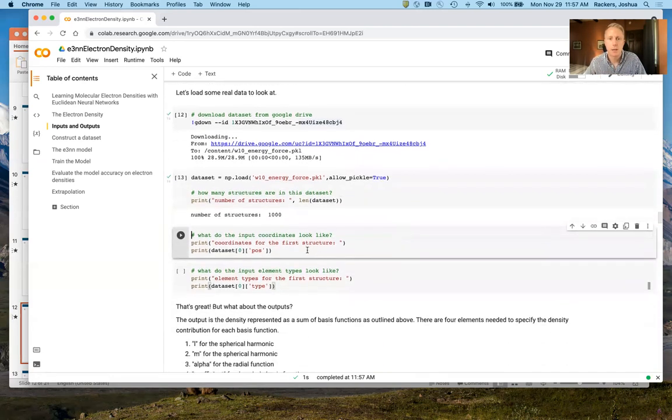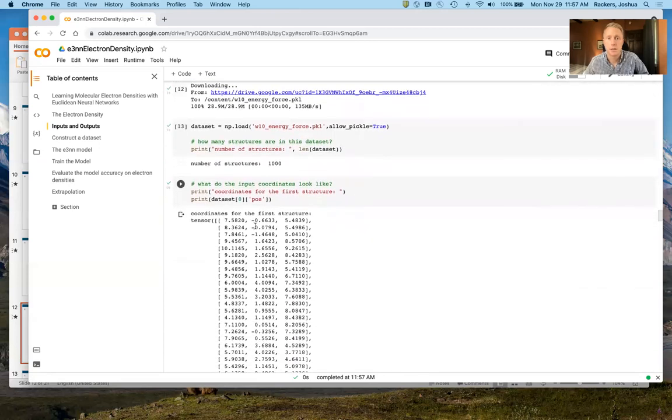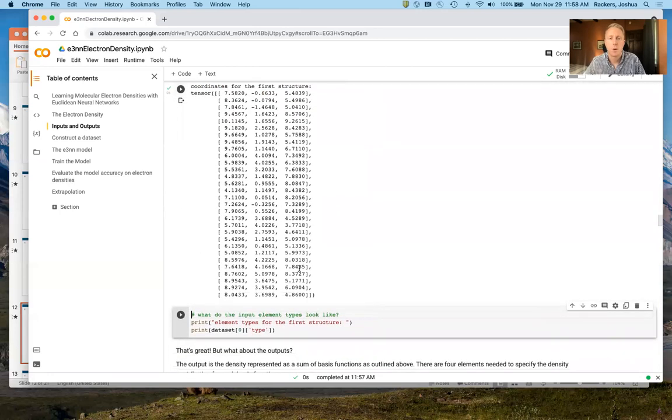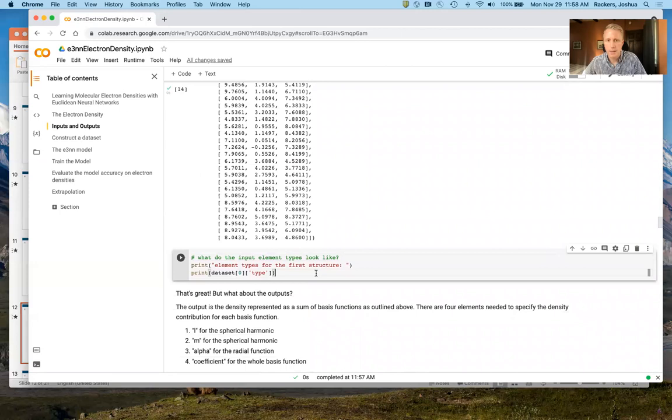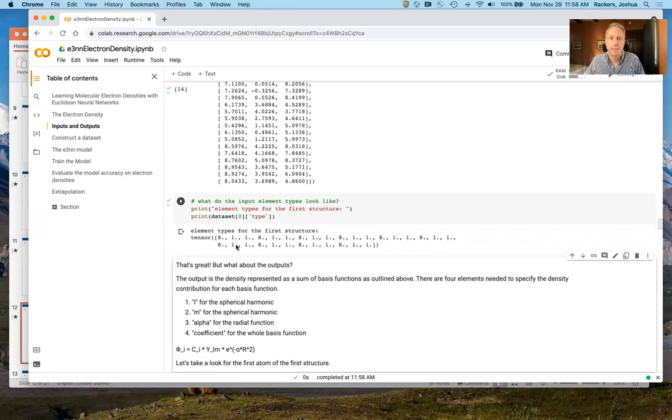And let's just take a look at what's going on here. So these are the coordinates for the first structure. This is the first part of the input, which is just the coordinates. These are the X, Y, and Z coordinates for all 30 atoms in this 10 water molecule structure. And correspondingly, we have element types. So this 8 is the atomic number for oxygen, 1 for hydrogen. So we have oxygen, hydrogen, hydrogen, oxygen, hydrogen, hydrogen, so on and so forth. And believe it or not, that's all the network needs. It just needs to know where is the atom and what type of atom is it.